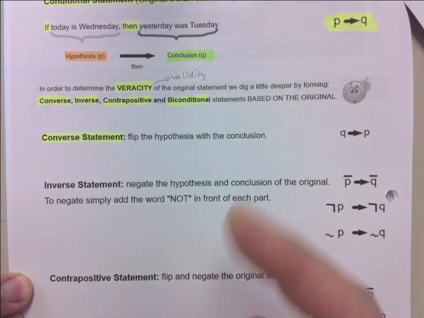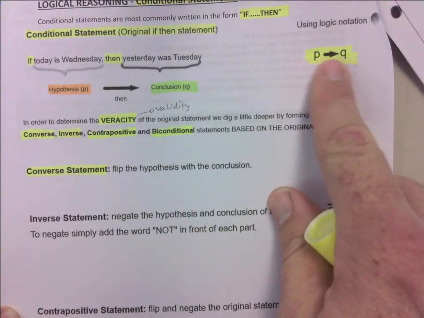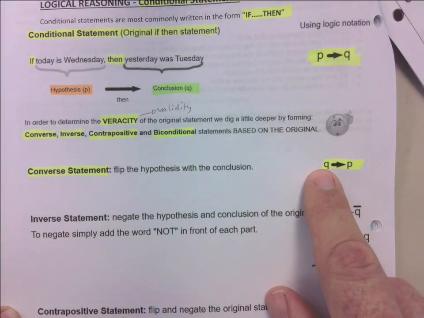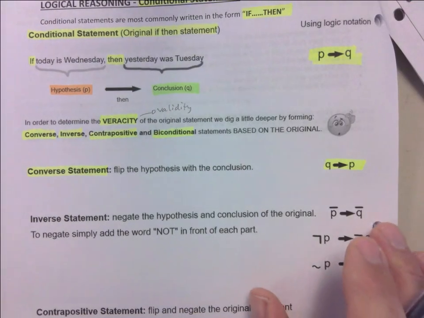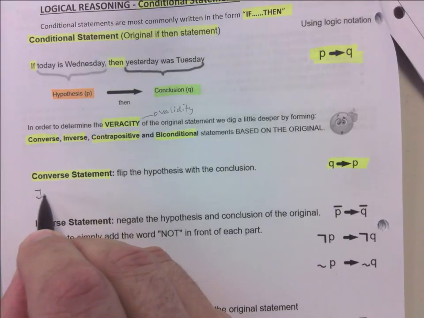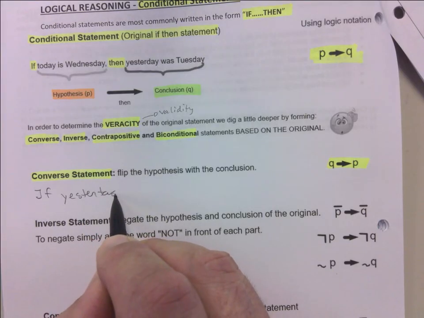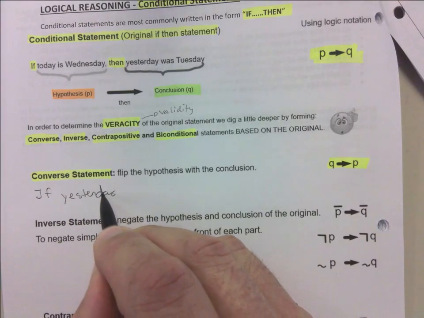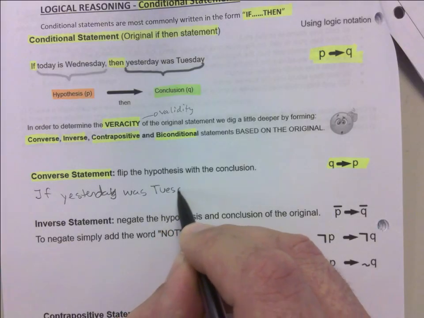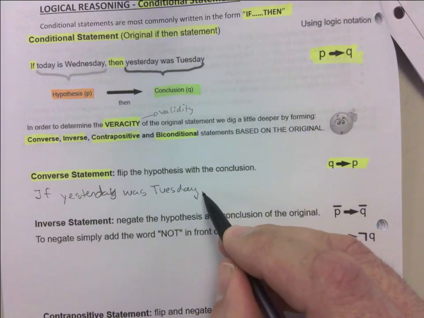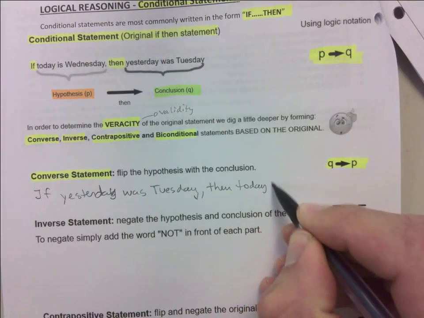Okay? So look at this, the notation kind of gives it away. Earlier we had P, then Q. If you flip it, you're going to say if Q, then P. Right? So let's rewrite that. We would say if yesterday was Tuesday, what are you going to say then? Then today is Wednesday.